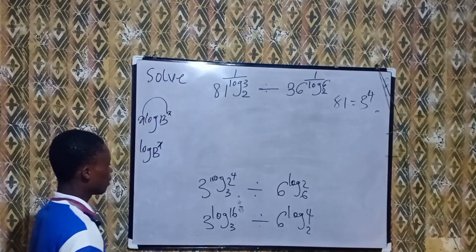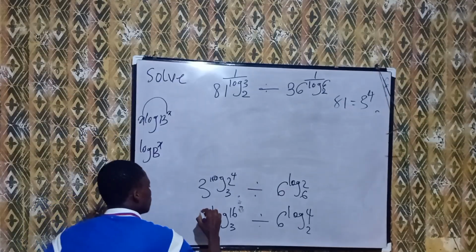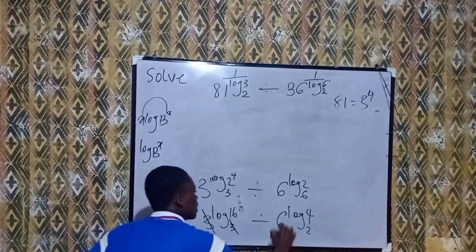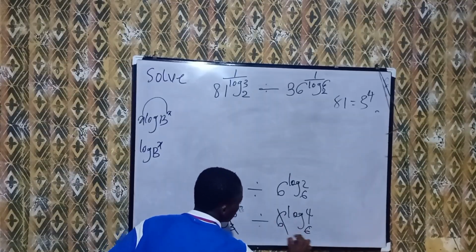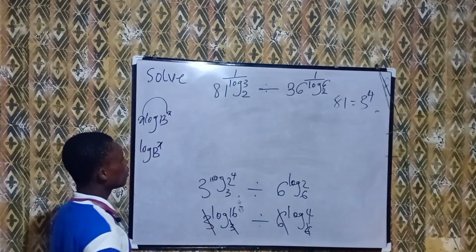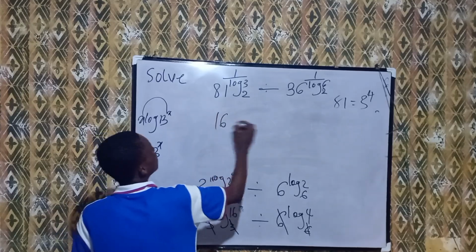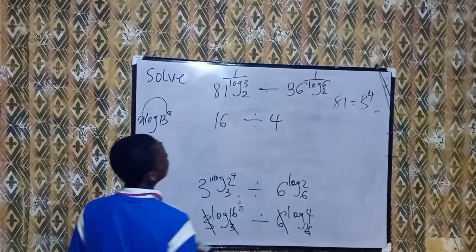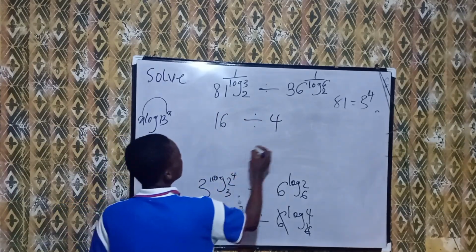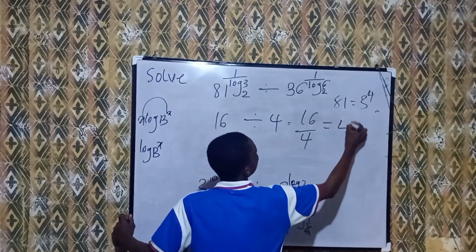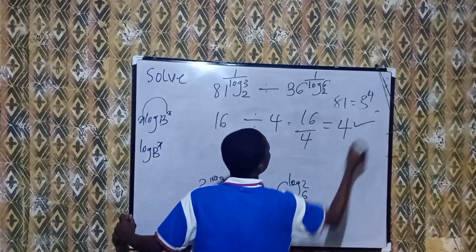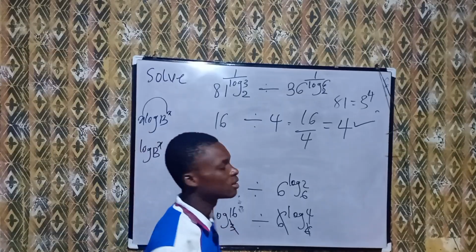Now from here, we have base 3 can cancel out base 3, and base 6 here can cancel out base 6. So what do we have? We have 16 divided by 4. And we know that 16 divided by 4 is still the same thing as what? 4. So this is the right answer.